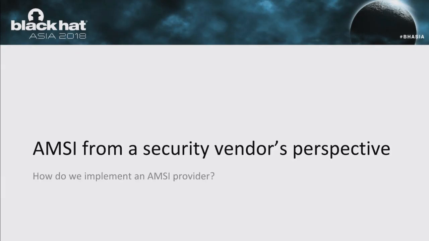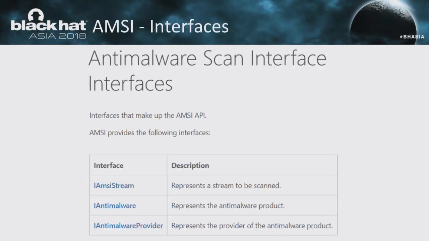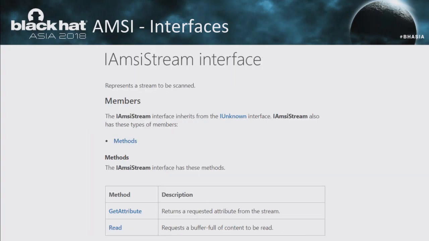So now that we know how AMSI works from a developer, we saw how it was integrated into PowerShell in its source code. We can take a look at how AMSI looks from a security provider's perspective. What we have here is three main interfaces. We have the AMSI stream, we have the anti-malware, and the anti-malware provider. Now the AMSI stream is a very simple concept. It's a wrapper around an object that needs to be scanned. So whenever we want to request a scan, our scanner will receive an AMSI stream object on which it can perform the scanning.